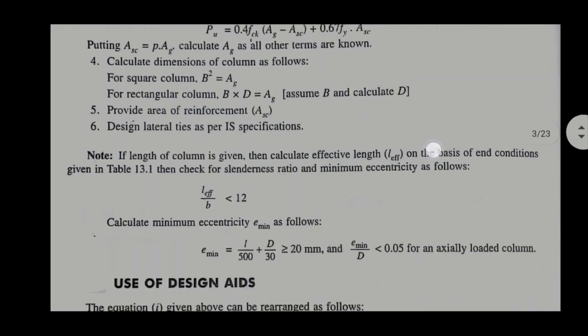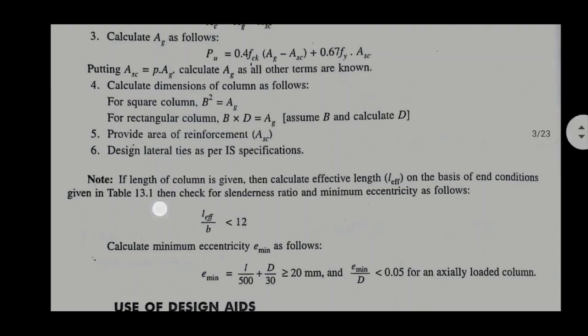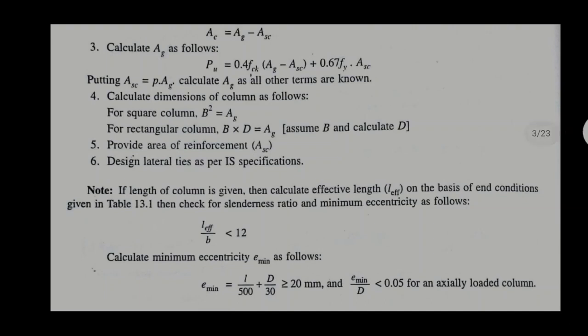Now note that if length of column is given, then we have to calculate effective length on the basis of end condition or support condition, which is given in table number 28 of IS 456 2000. This will be table number 28.